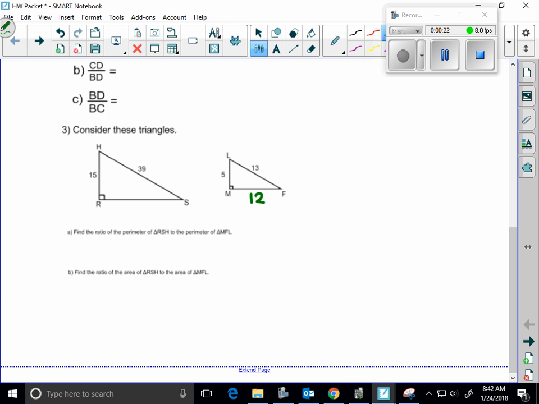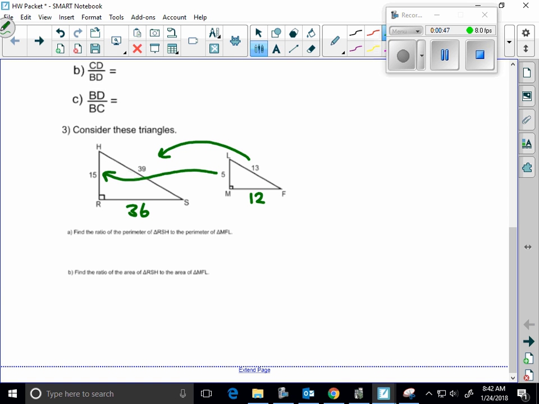What do you notice that the ratio is between the larger and the smaller? The larger is how much bigger? 3 times bigger, right? So corresponding sides, 13 times 3 is 39, 5 times 3 is 15, and 12 times 3 would give me 36. So let's figure out the perimeter of the larger triangle and the perimeter of the smaller triangle.